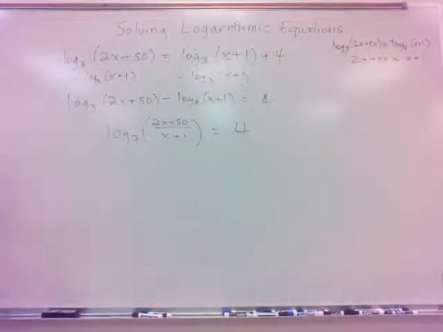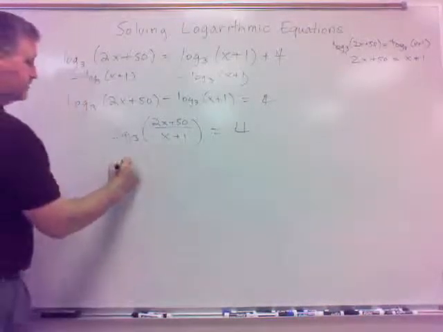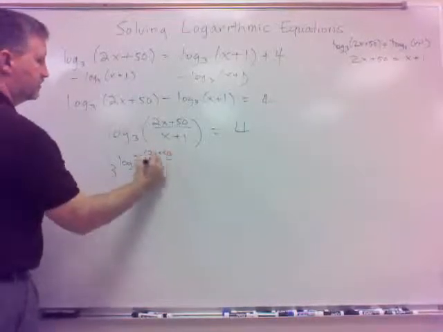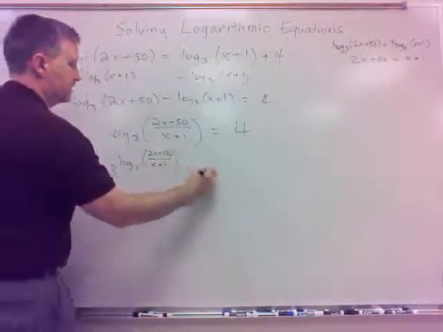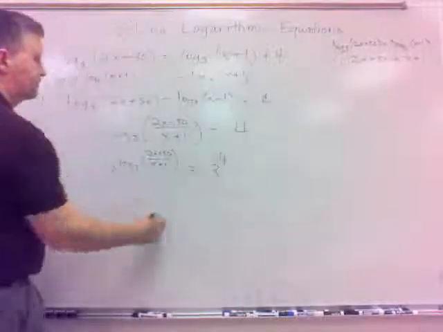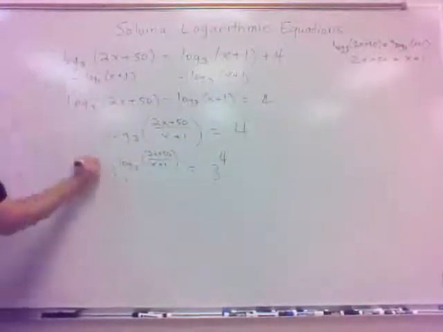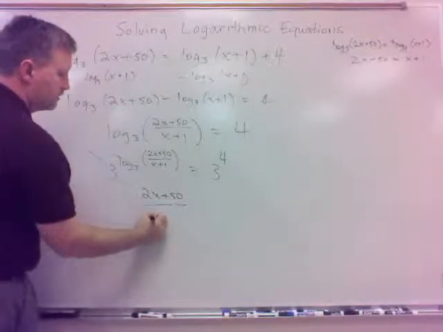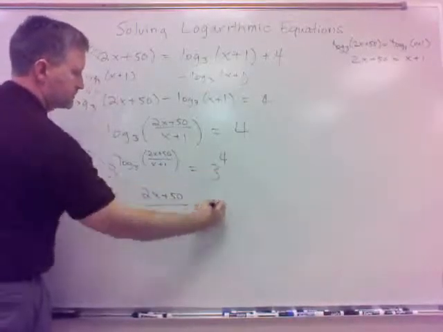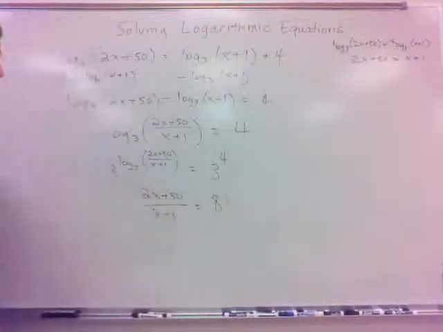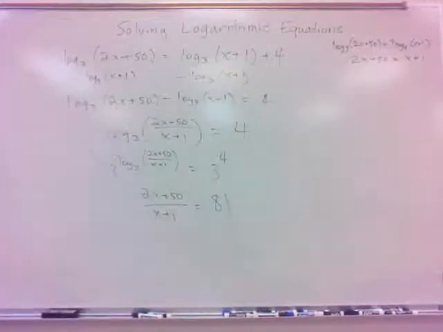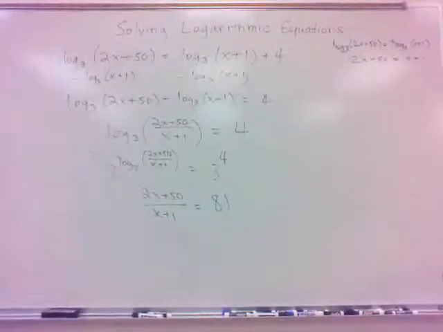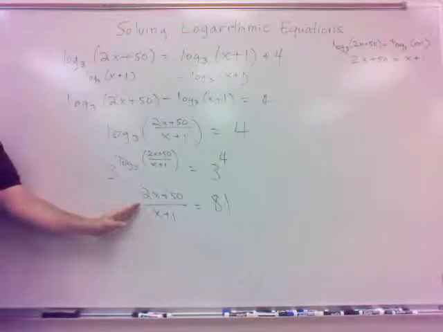Now I can exponentiate both sides, base 3. So I have 3 to the log base 3 of 2x plus 50 over x plus 1, equals 3 to the 4th. The 3 and the log base 3 cancel, so I have 2x plus 50 over x plus 1 equals 3 to the 4th, 81. So again, this one is just like the previous one, because now I've got a fractional equation.